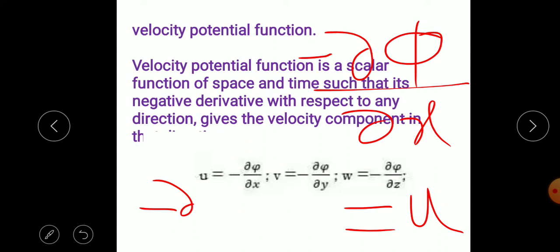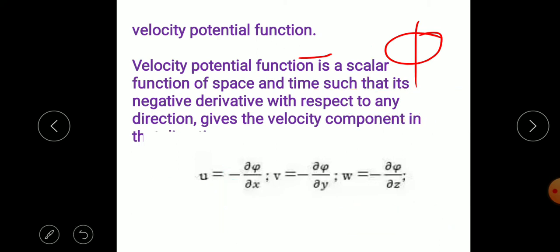The negative derivative of the velocity potential along the y direction gives the velocity component v in that direction. So we get u equal to minus deba phi by deba x, v equal to minus deba phi by deba y, and along z the component is w. This is the velocity potential function. If you obtain the potential function and differentiate it, its negative derivative gives the velocity component in that direction.